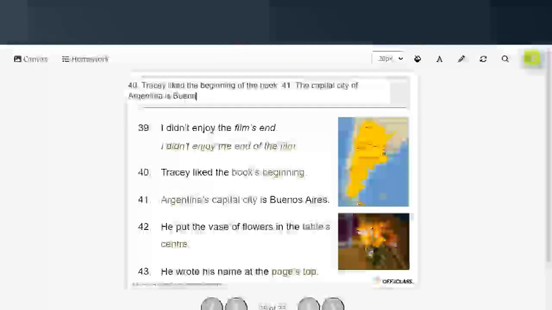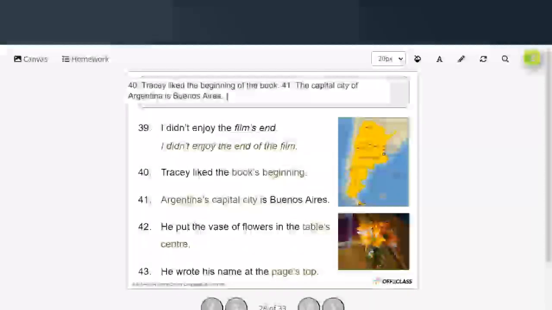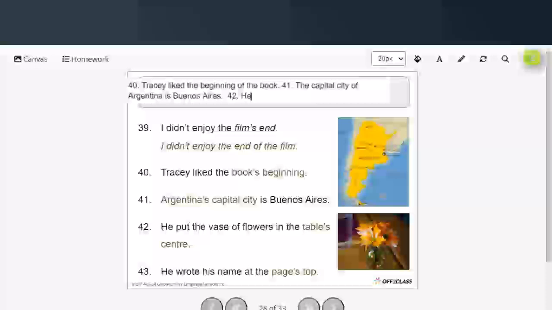He put the vase of flowers in the table's center. It should be he put the vase of flowers in the center of the table. And he wrote his name at the page's top. It'd be he wrote his name at the top of the page.